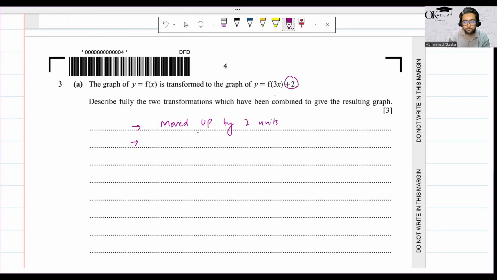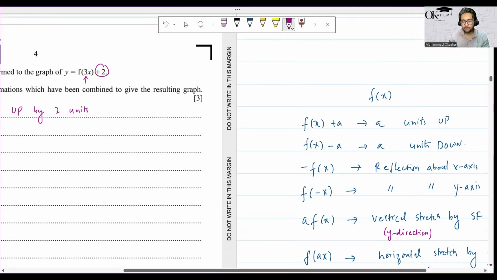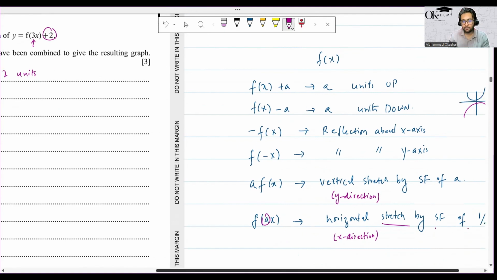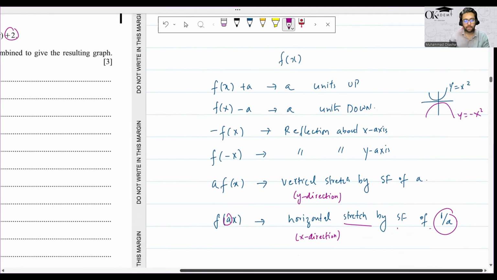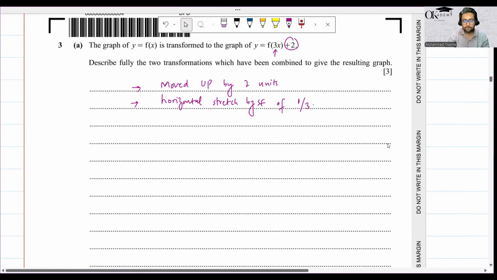And this 3 inside, you remember when you have an a inside, which tells me this is a horizontal stretch by a scale factor of 1 over a. So I can simply write this is a horizontal stretch by scale factor of 1 over 3. Not 3, but 1 over 3, because we're talking about the horizontal stretch. Right, that's it. This should give you the marks.